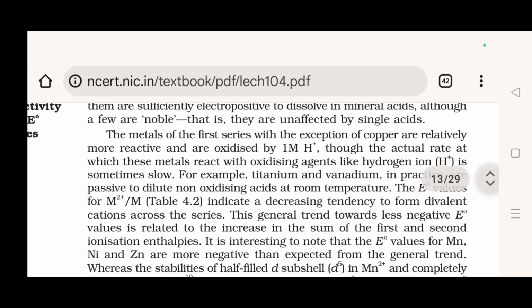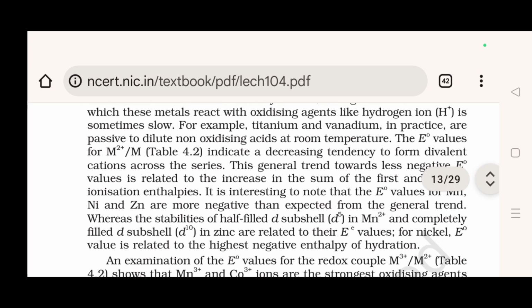This general trend towards less negative E0 values is related to the increase in the sum of the first and second ionization enthalpies. It is interesting to note that the E0 values for manganese, nickel and zinc are more negative than expected from the general trend, whereas the stabilities of half-filled d subshell d5 in Mn2+ and completely filled d subshell in zinc are related to their E0 values. For nickel, the E0 value is related to the highest negative enthalpy of hydration.